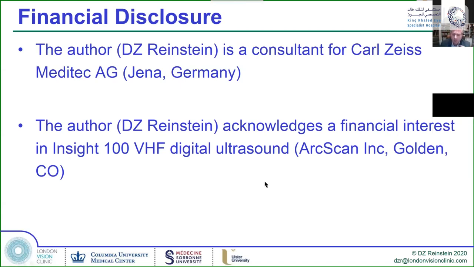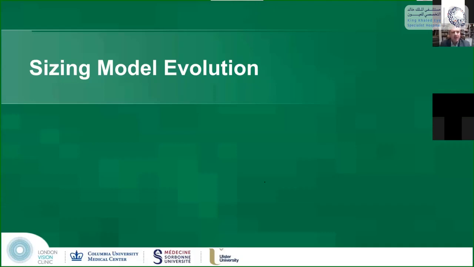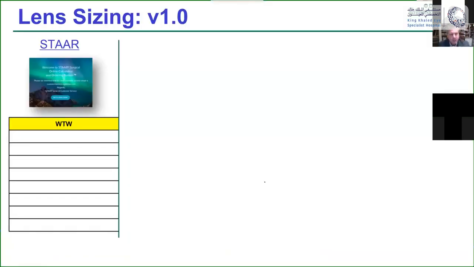And some of that work I'm going to include here because I'm going to talk about the history and where we're going. So I'd like to talk about the evolution of sizing. And of course, we all know that the initial sizing algorithm was very simple. You took the white to white and basically added 0.5 millimeter and picked the lens that was closest in size to that. And let's call that lens sizing version 1.0.